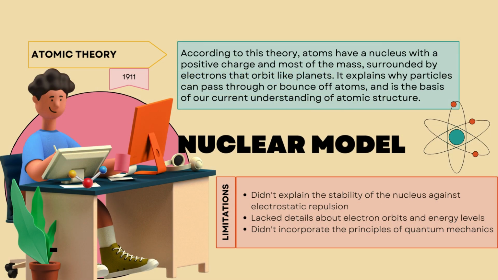Atomic theory. 1911. Nuclear model. According to this theory, atoms have a nucleus with a positive charge and most of the mass, surrounded by electrons that orbit like planets. It explains why particles can pass through or bounce off atoms, and is the basis of our current understanding of atomic structure.